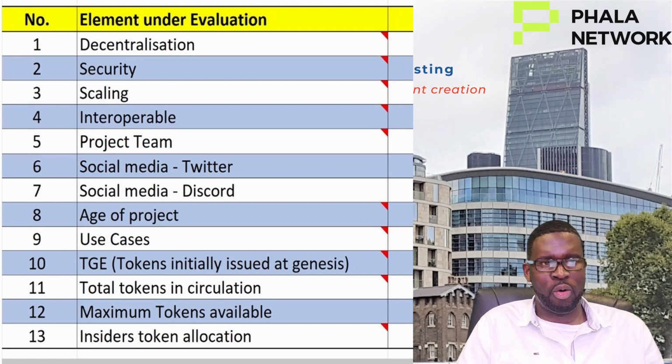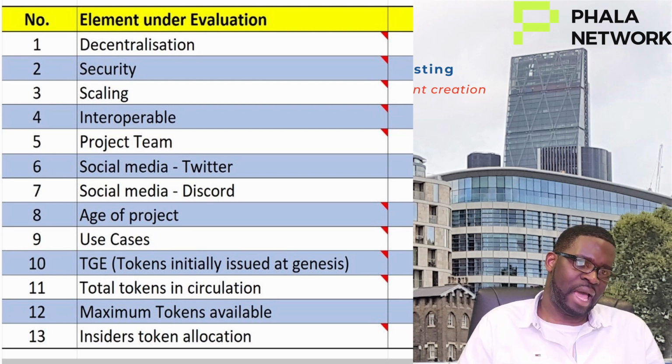The age of the project, how old is the project? Then we consider use cases, does the project you are about to invest in have any use cases, both for the token as well as infrastructure use cases that are used by other projects or dApps. Then we look at tokens generated at Genesis, tokens in circulation, maximum tokens available, is there a hard cap? And then insider tokens, because you do not want to be rug pulled.